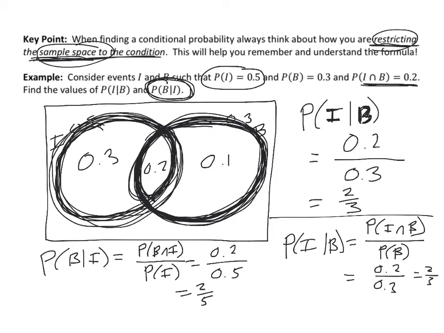I don't know how many times I've said it on the slide so far, but I'm going to say it one more time. When you're finding a conditional probability, I want you to think of it as restricting yourself to the sample space of the condition.